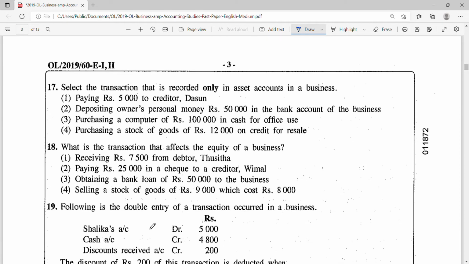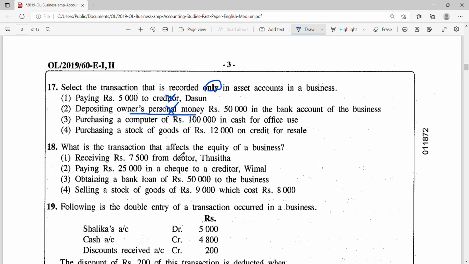Question 17. Select the transaction that is recorded only in asset accounts in a business. So, only in the asset account. Okay. Paying rupees 5,000 to creditor. Here, cash reduced and liability also reduced. So, that's incorrect. Depositing owner's personal money of rupees 50,000 in the bank account of the business, cash will increase. On the other hand, capital will increase because it's owner's personal money.